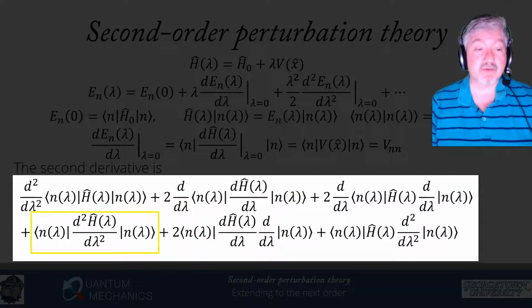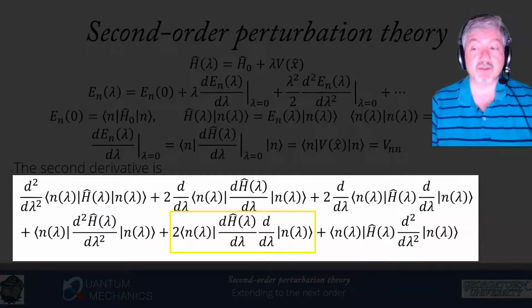I have the second derivative of the operator, sandwiched in a bra ket sandwich. I have two terms that involve a derivative of the Hamiltonian with a derivative of the ket, and I have a term that has the second derivative of the ket. So those are all of the terms. You should sit down carefully with a piece of paper and work them out. Those are all of the terms that contribute to the second derivative.